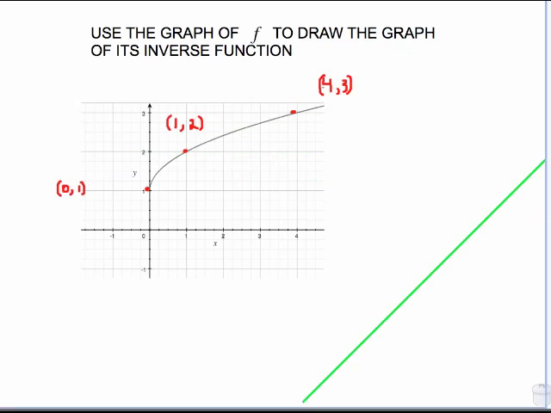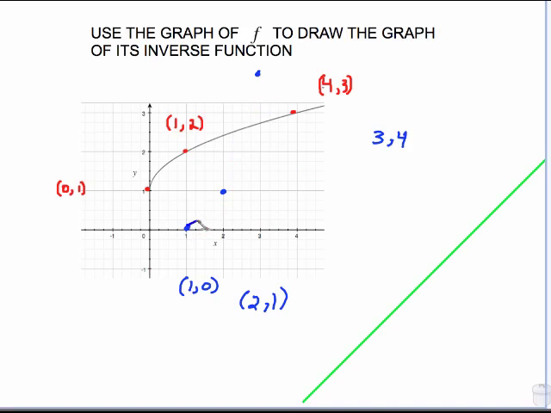If I want to find the inverse of this function, I need to think about what the definition says about inverse. The definition just says swap out your x and your y. So if the ordered pair 0, 1 was on my original graph, then swapping x and y, I get the ordered pair 1, 0. It's going to be on my inverse graph. So I put a dot on 1, 0. If 1, 2 was on the original graph, swapping those out, I get 2, 1, which will be on my inverse graph. Same thing with 4, 3. Swap them out, becomes the point 3, 4. Over 3 up 4 is about right here.